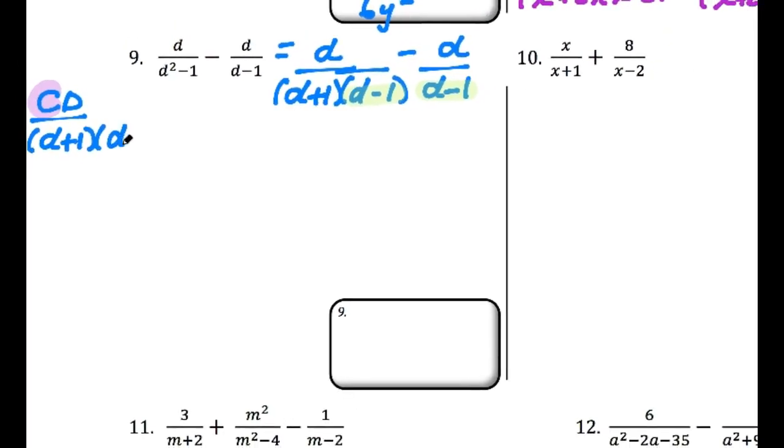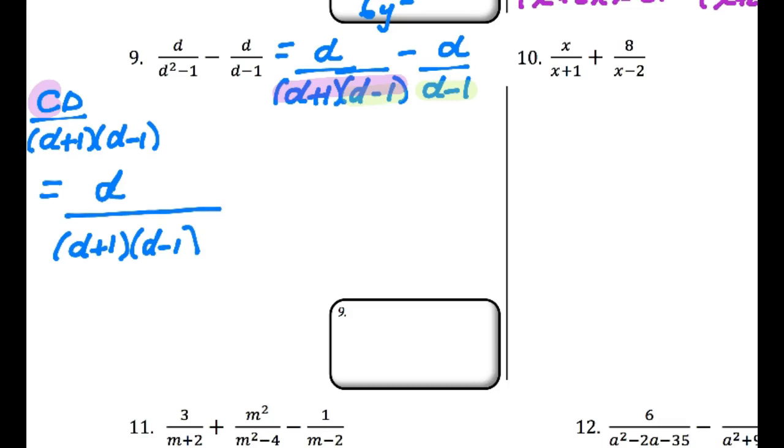times d minus 1. Again, the first fraction has both the d plus 1 and the d minus 1. So we don't have to do anything to that. That's just going to come along for the ride. So you have d over d plus 1 times d minus 1.